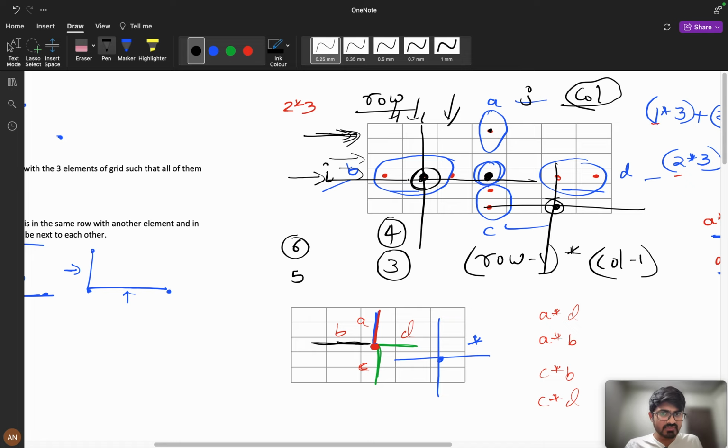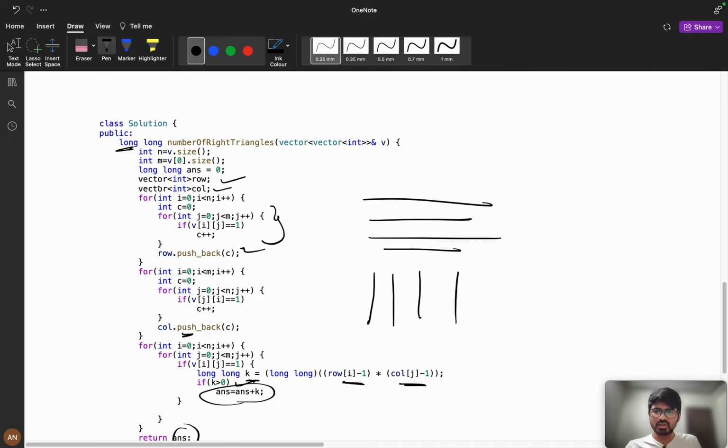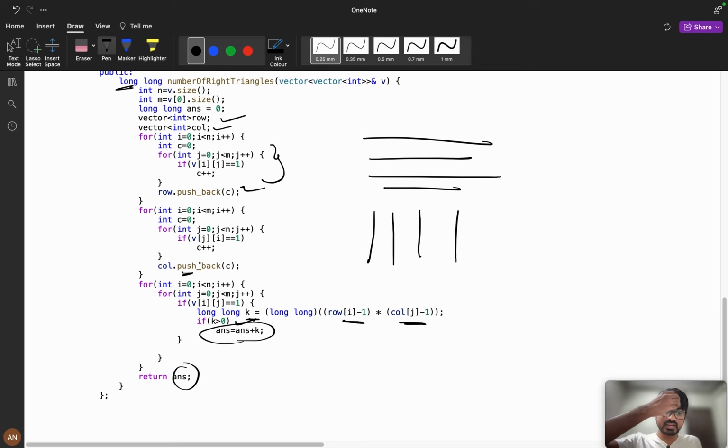So row minus 1 we need to do. You can see here row minus 1 and column minus 1. We will do that, and if it is greater than 0, then I will add it into the answer, and finally we are going to return it. If you are using C++, you can see this is my long. You should use long, otherwise you will get a memory limit error. So I think you have got it.